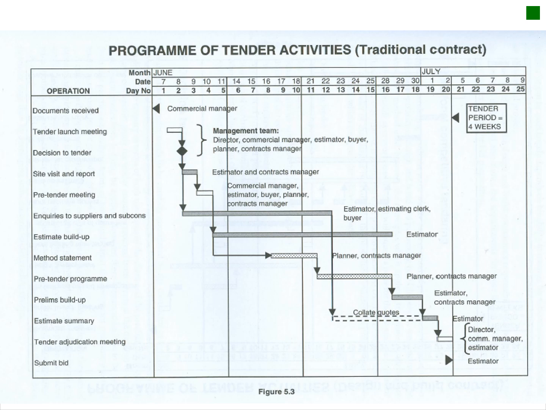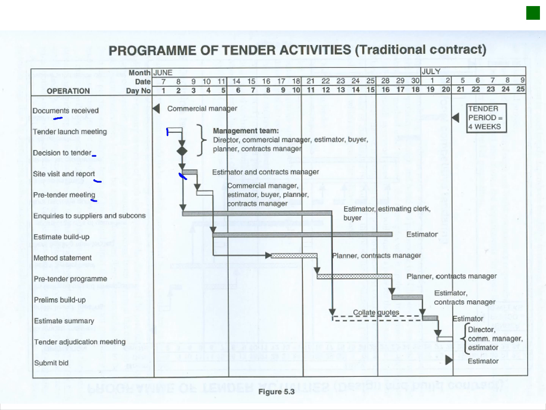So you will receive your tender documents. You've got your launch meeting, your site visit: director, commercial manager, estimator, buyer, planner, contracts manager. This meeting is usually when you ask all your questions. What is required? Where is the site located? That type of thing. Then you as directors take a decision whether you're going to tender on this project or not. Then you've got your site visit report. So whoever has to visit the site can visit the site, whether it's the QS or the contracts manager or whoever.